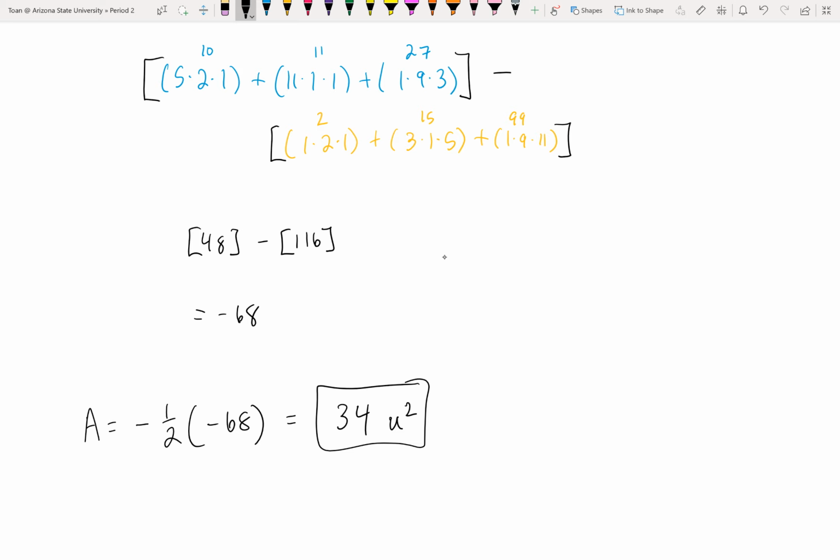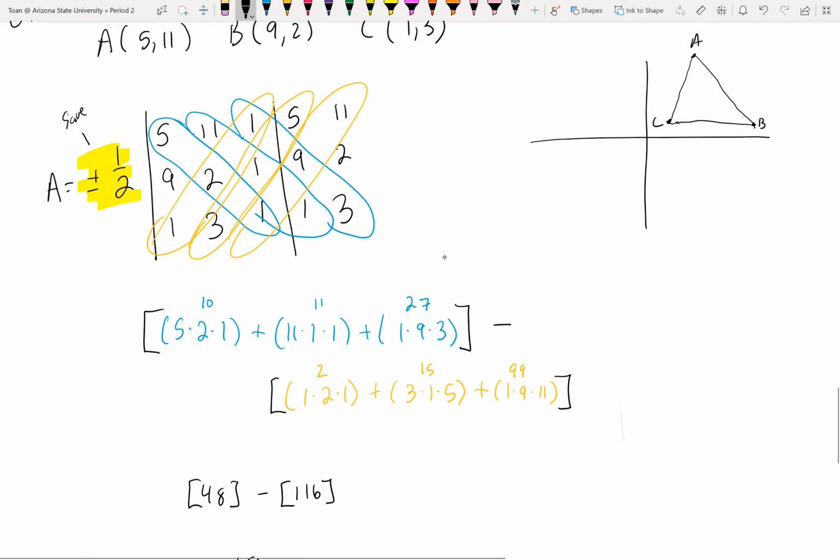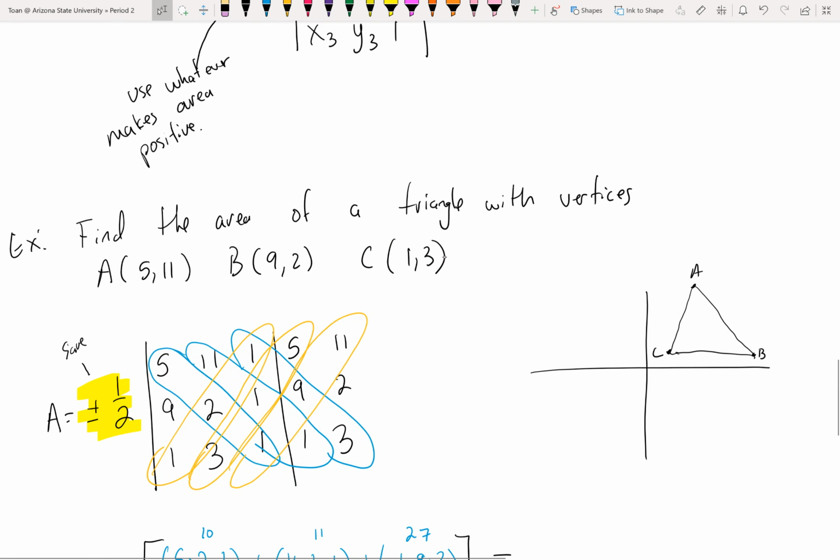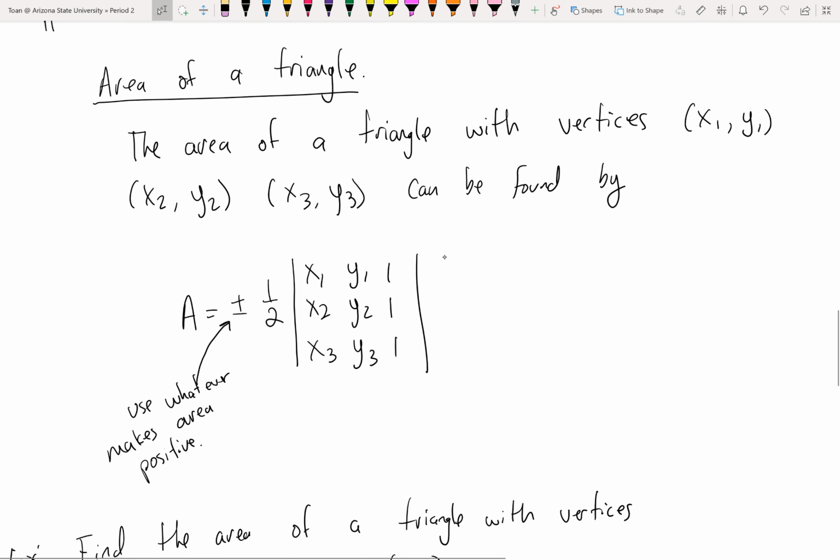Yep. Why did you put the ones beside the y1, y2, y3? So before we have this, but we're using a determinant, right? And the determinant only works for square matrices. If I didn't have that there, this is not square. This is a 3x2. It needs to be a 3x3. So we fill in the last spots with 1s to make it a 3x3.